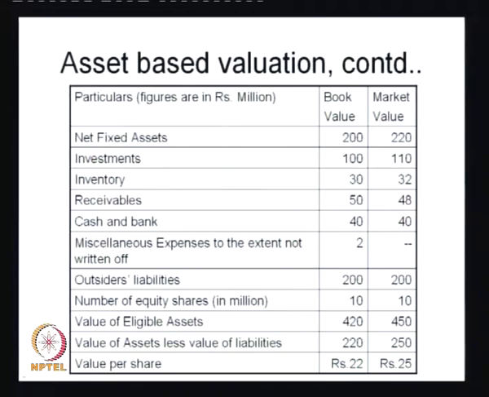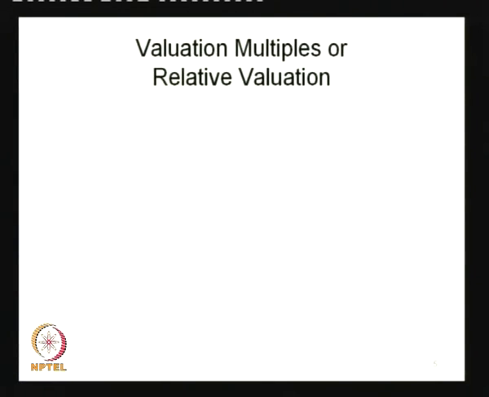Then we have the next category of valuation methods, that is the valuation multiples or relative valuation, as we have discussed earlier. In this case, the valuation of a particular company is based on the value of the peer group of that company. When we talk about the peer group, it means the comparable company should be from the same sector.